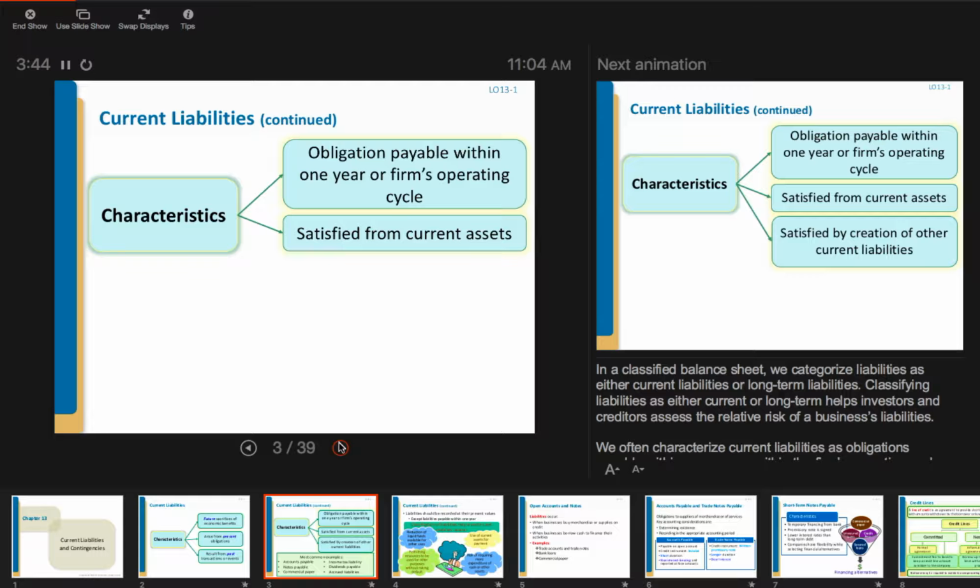But the reason that we, on the liability side, distinguish between current and long-term is because we're going to have to pay for these out of our current assets, which generally means we're going to have to pay for these out of cash or something that I know is going to turn into cash soon.